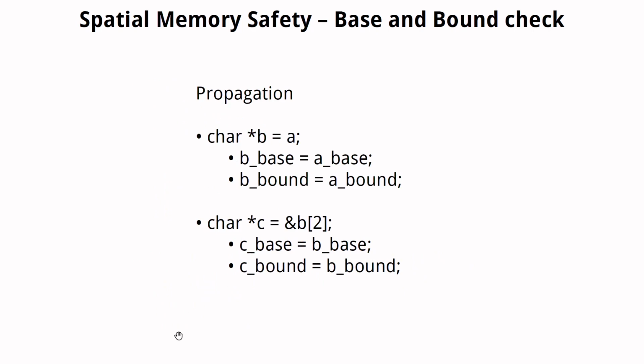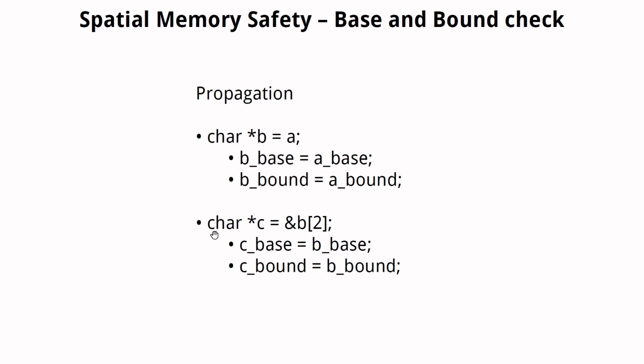So if we define something like that, we also need to define how we propagate this, because variables will be assigned to other variables. You have a pointer A, then you can have another pointer B. When a new pointer is assigned, it must also copy the base and bound from the original pointer. In this case, we define a new pointer B, and under the hood, the compiler has to instrument code to copy A's base to B's base, and A's bound to B's bound.